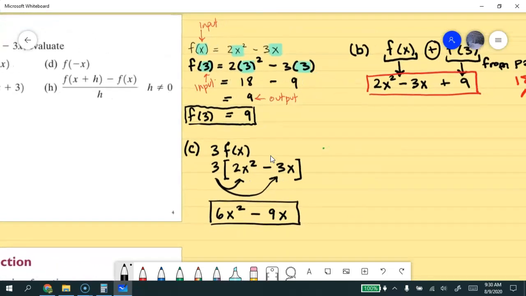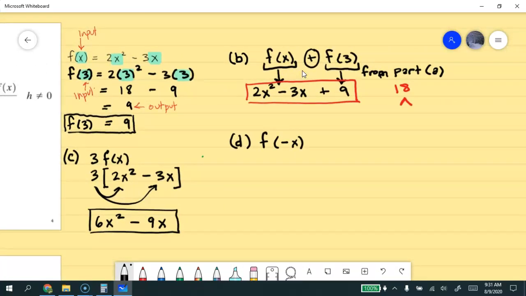Letter D. Letter D says find f of negative x. Now this is where it starts to get a little bit tricky. Notice how the input said f of x is equal to 2x squared minus 3x. When we had a 3, I plugged in a 3. Every place there was an x, I substituted with the 3. Now when it says negative x, what this technically means is the following. You're going to go to each one of the spots where there was an x. I'm just leaving it as a blank right now.